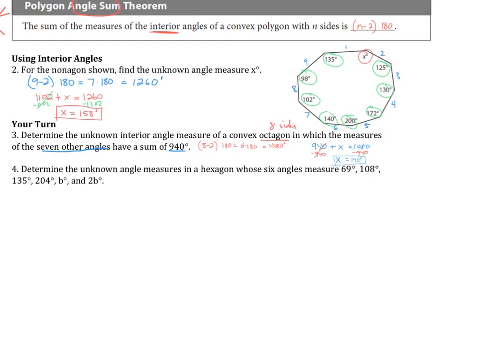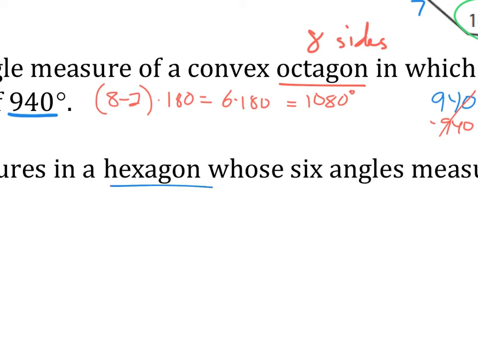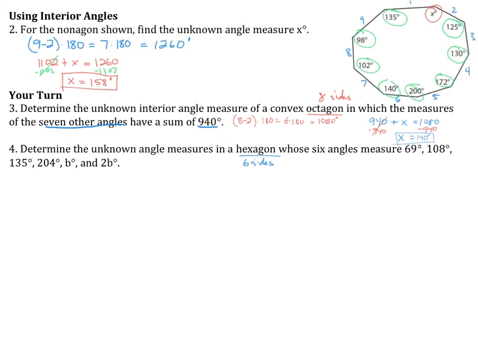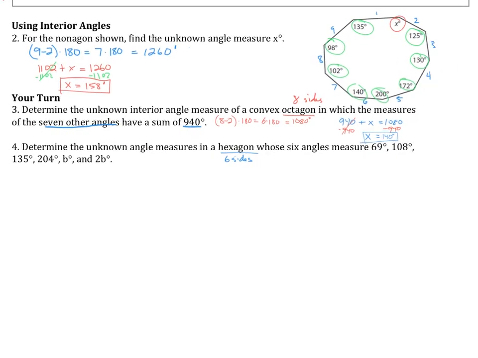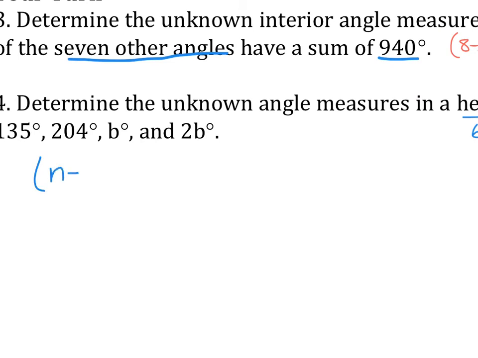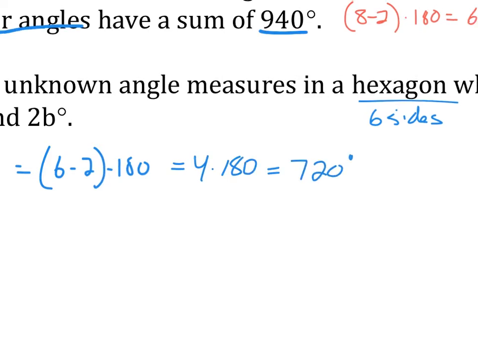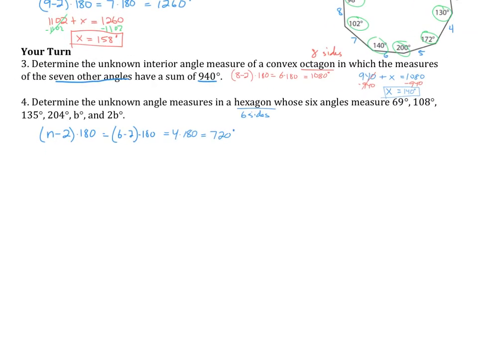And then number 4, determine the unknown angle measures in a hexagon. So a hexagon has 6 sides, whose 6 angles are 69, 108, 135, 204, B, and 2B. So again, we'll start with our polygon angle sum, n minus 2 times 180, is 6 minus 2 times 180, or 4 times 180, which is 720 degrees. So all of those 6 angles have to add up to 720.